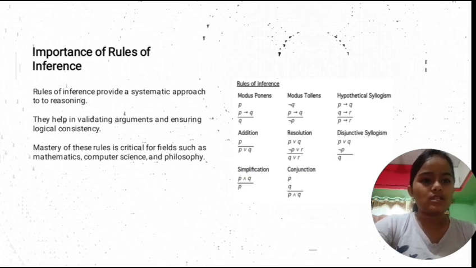There are modus ponens: P implies Q, P, gives the resultant Q; and modus tollens: P implies Q, not Q, gives not P. Hypothetical syllogism: P implies Q and Q implies R gives P implies R. Addition: P gives P or Q. Resolution: not P or R, P or Q, gives Q or R. Disjunctive syllogism: P or Q, not P, gives Q. Simplification: P and Q gives P. Next, conjunction: P, Q gives P and Q.